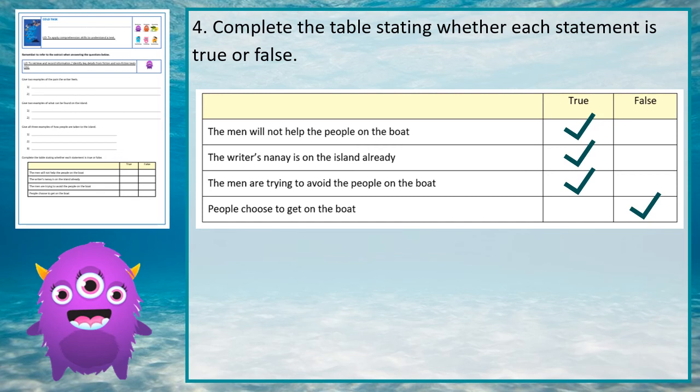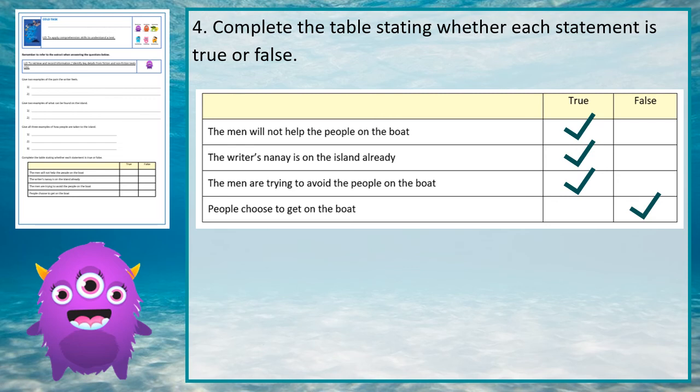Now, the word nanny is a piece of language that is specific to where this island is, and this island is set in the Philippines. So the word nanny is the local way of saying the word mum or mother. So the writer's mum is on the island already.